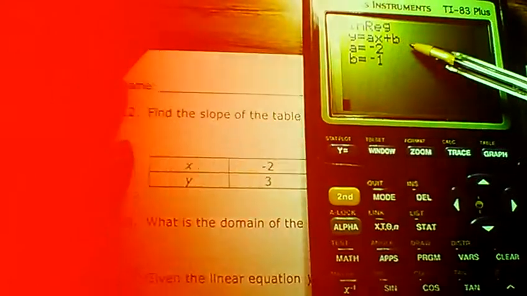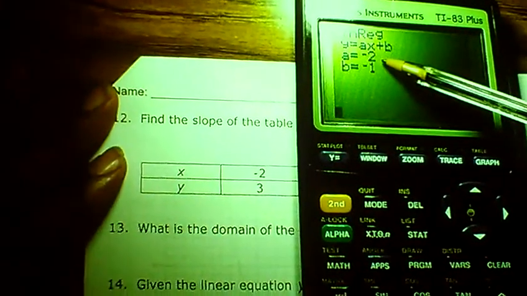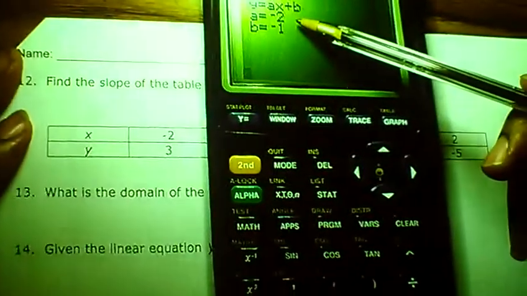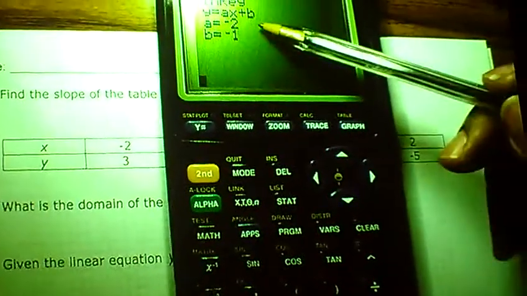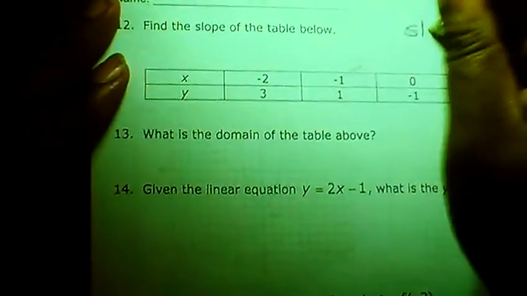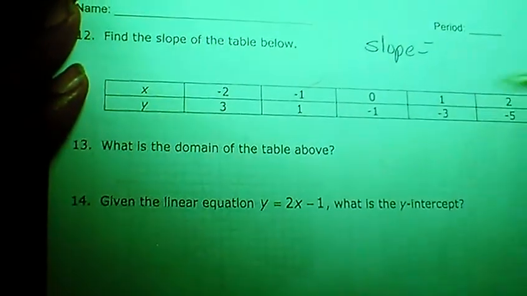Remember, we want the slope. So which of these letters represents the slope, A or B? A. It is A. So A is -2. Our slope equals -2.